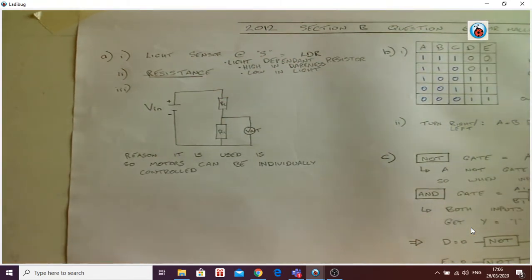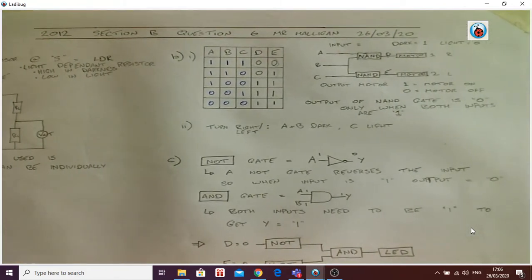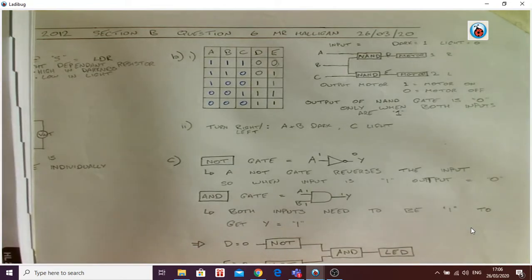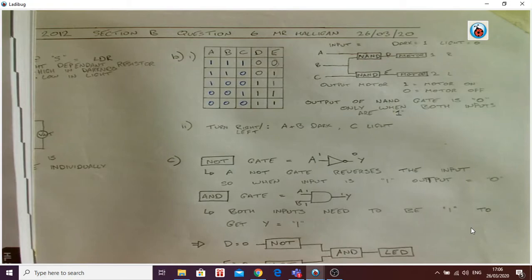Part B. Part B shows an incomplete truth table for the buggy control system. Now, I sent you notes the other day on that. Hopefully you got to look at them and they made some sense. Here we're going to explain some of it. I'm going to move my board across there. The system uses NAND gates. It's an AND gate followed by a NOT gate. If you were looking at the notes, you'd see what those are. In your answer book, copy and complete the truth table for the system shown.